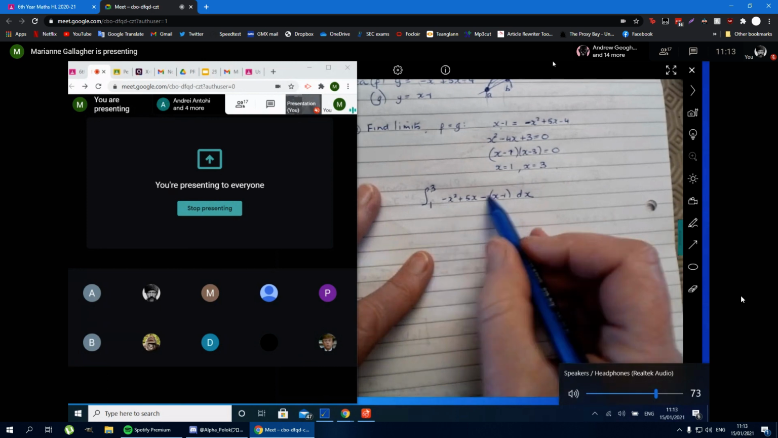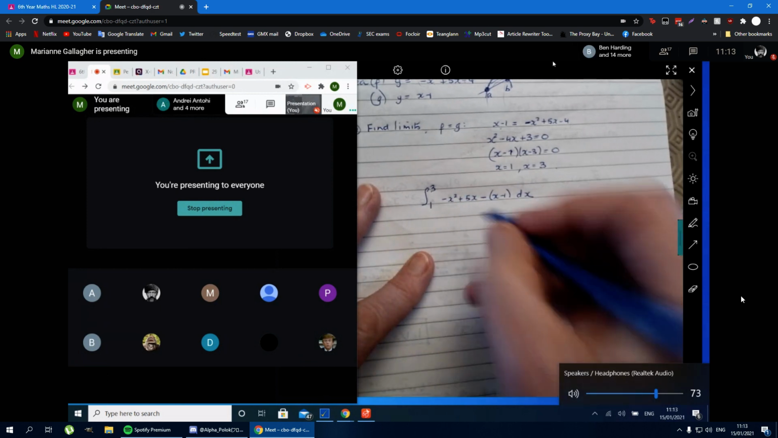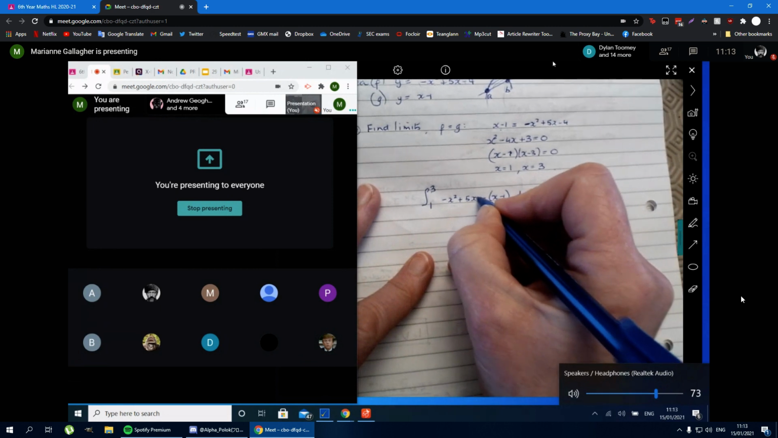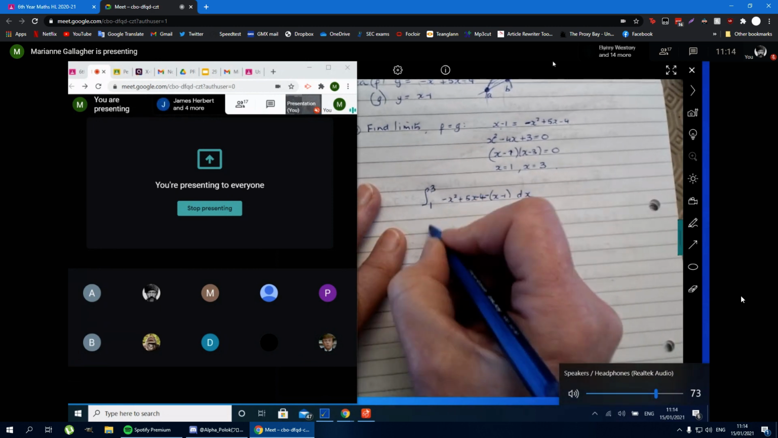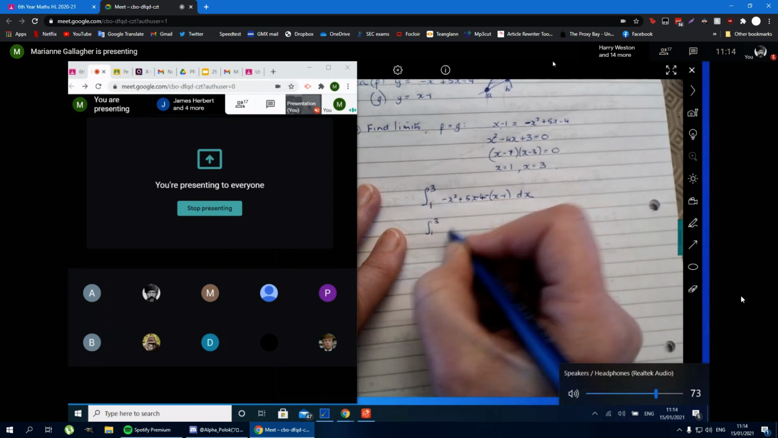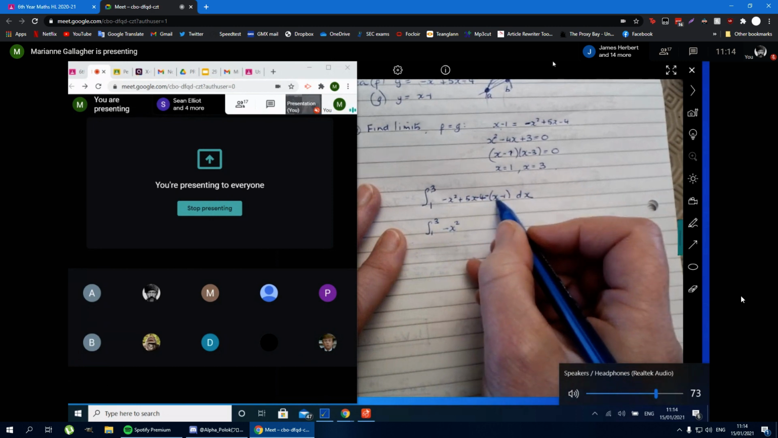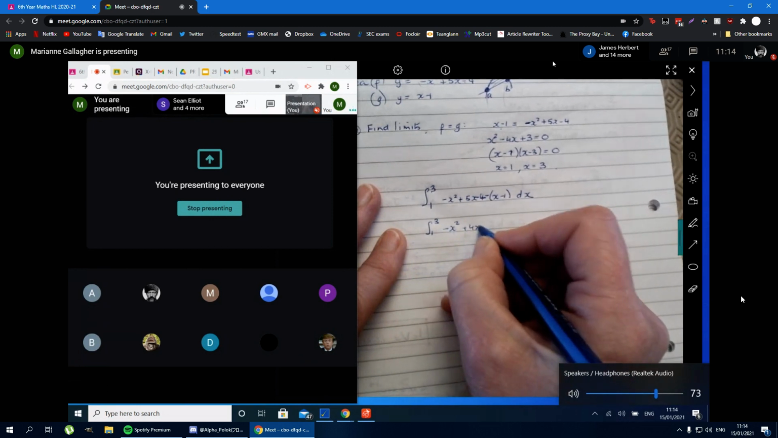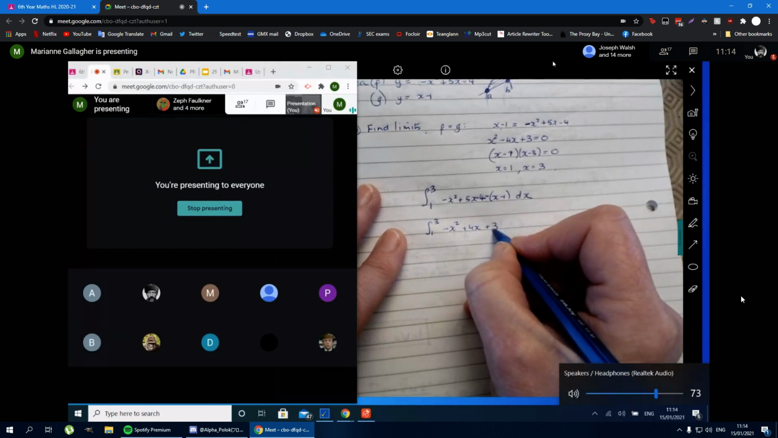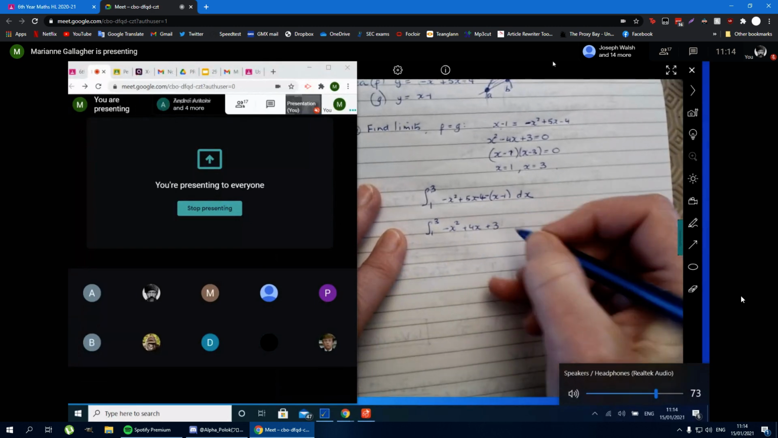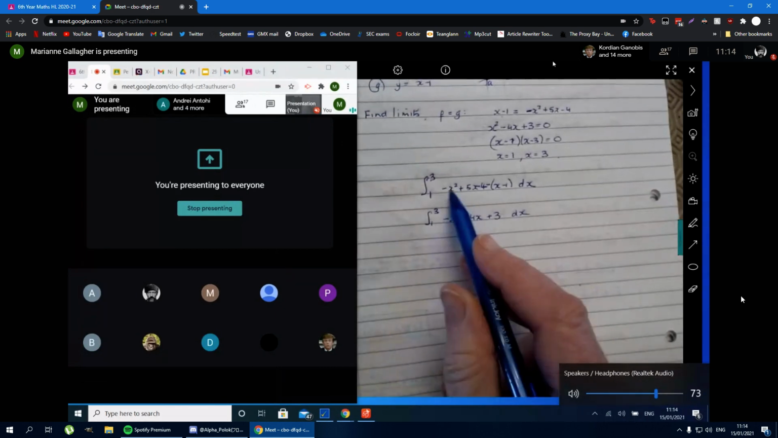Now, in this case, it doesn't make sense to split them up because I can just simplify this. Sorry, I forgot my minus 4. So what I'm going to do is just combine all my like terms here. So I've got negative x squared, then I've got 5x minus x, so that's 4x. And then I've got minus 4 plus 1, so that's plus 3, dx.